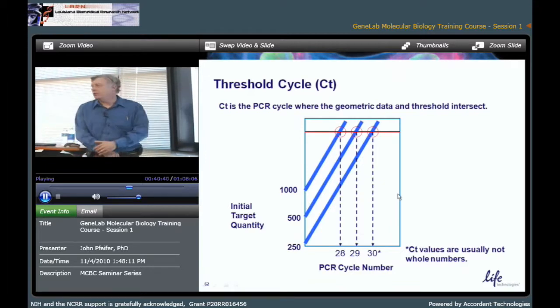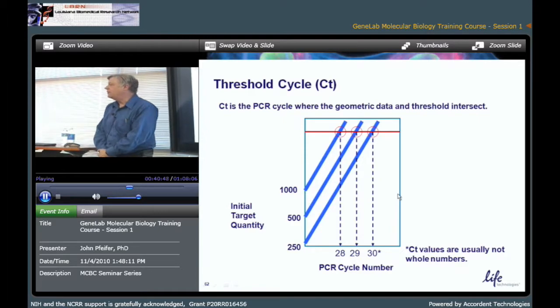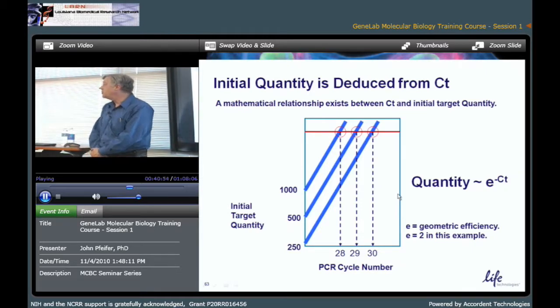Now if you look at this graph, you may say, I see a pattern here. Notice how the lines are forming a pattern. And if you see a pattern in a graph, that implies a mathematical relationship. In fact, there is a mathematical relationship between the initial quantity of the target and the CT value, which is shown on the right. So the initial target quantity is proportional to the geometric efficiency, designated as lowercase e, taken to the minus CT power.